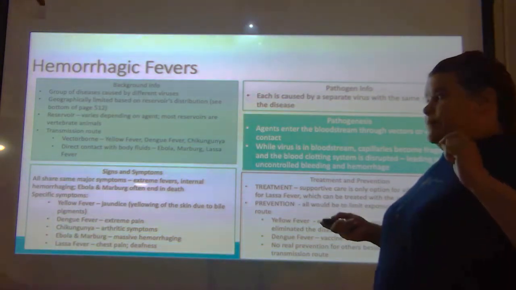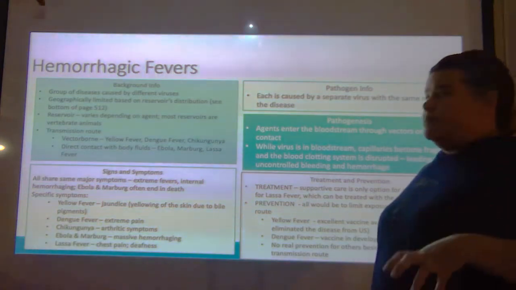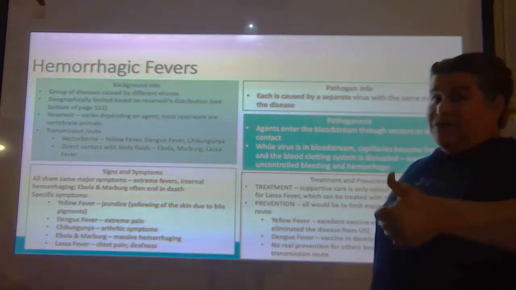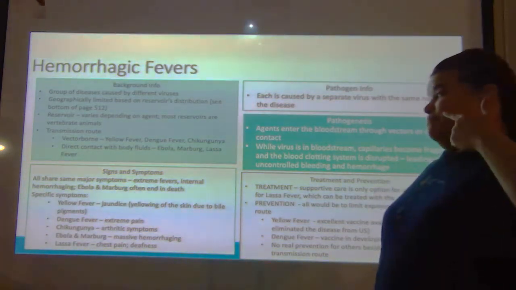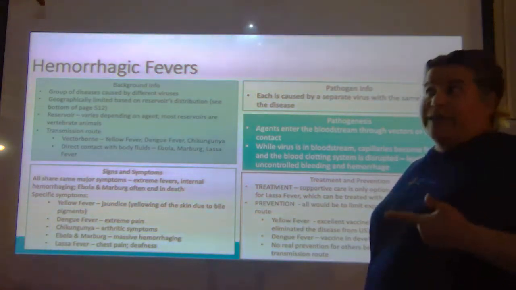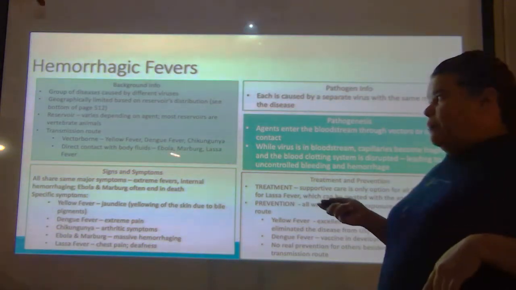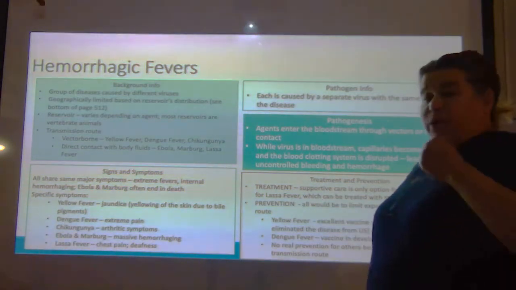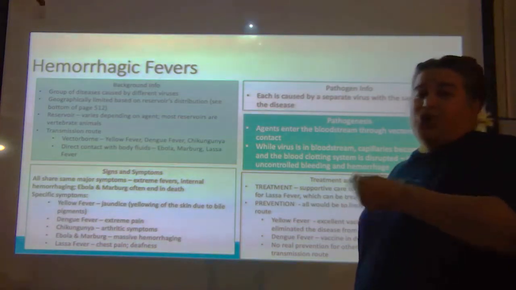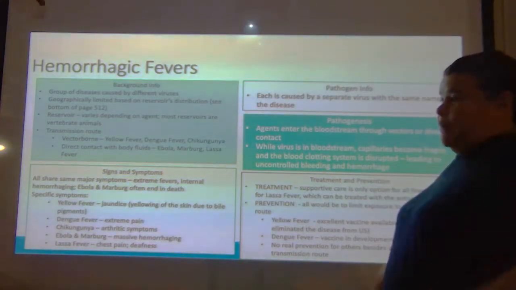Signs and symptoms. All of them are going to share the same major symptoms: one, extreme fevers, and two, internal hemorrhaging. You're going to see bleeding with these. With Ebola and Marburg, they're going to progress with that hemorrhage all the way to death. Then there are specific symptoms for the specific varieties.